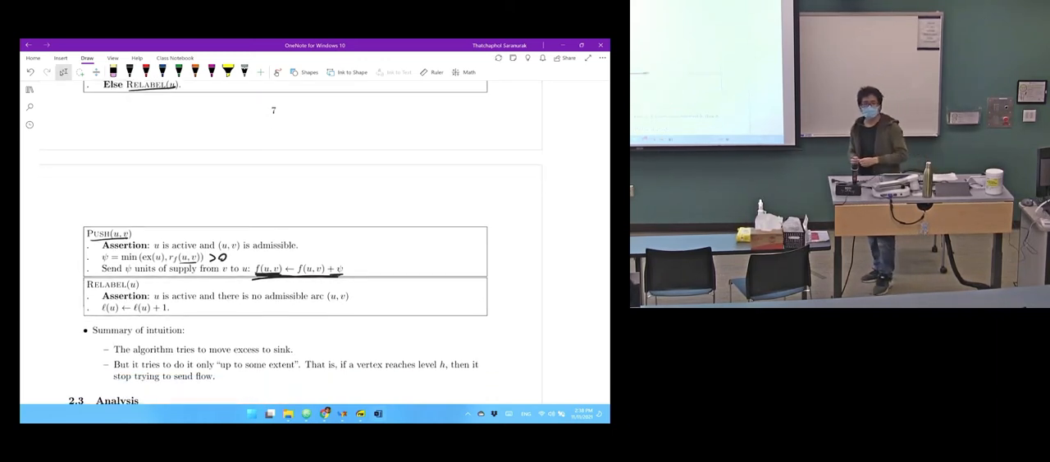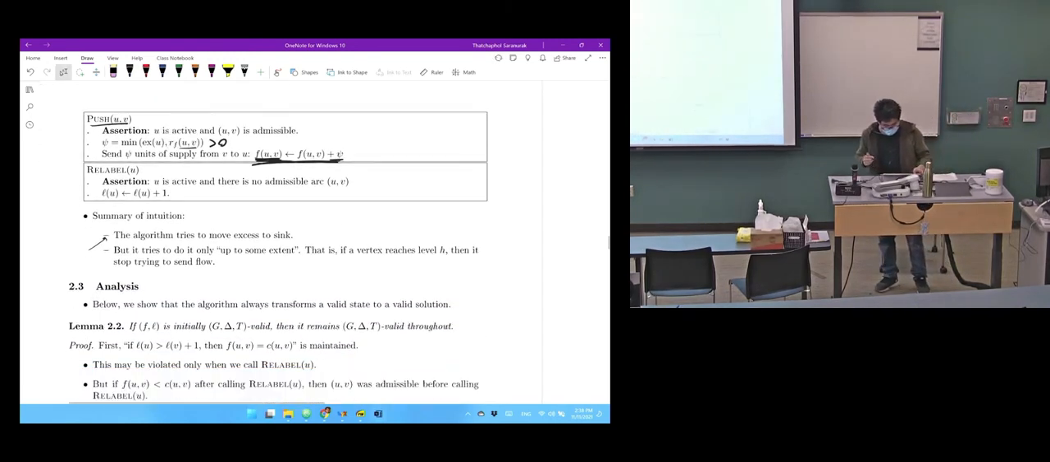Question about the algorithm? Okay. So the intuition is the algorithm keeps trying to move excess to the sink, but this can only move from a higher to a lower level. But it tries to do this up to some extent. Once some node has level h already, then you stop trying.